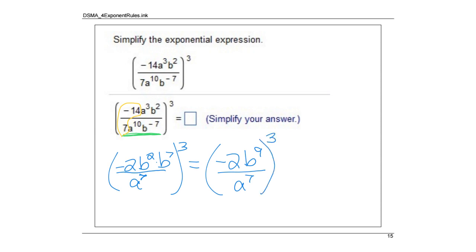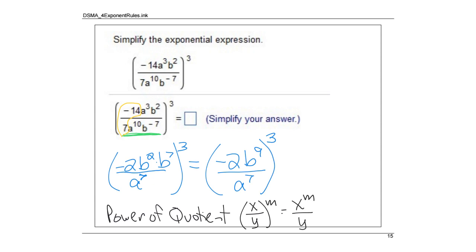Now, all of this is going to have to be raised to the 3rd power. Okay, and so we didn't really do power of a quotient rule, but that is the same idea. We can write it right here. So power of a quotient will work the same way. If we have x over y raised to the power of m, you're going to get x to the m over y to the m. So it's still kind of like you're distributing that exponent. So let's go ahead and do that.